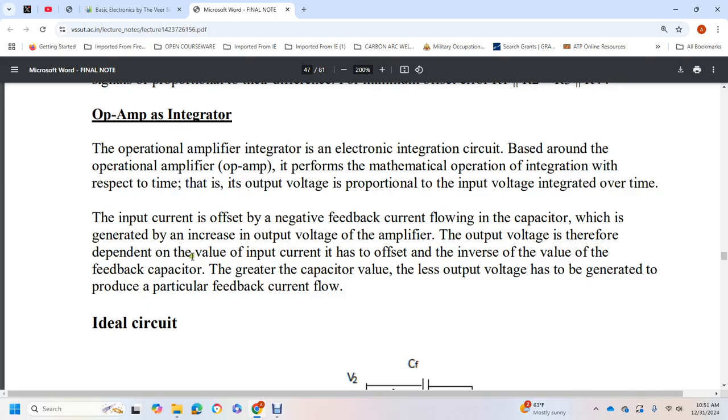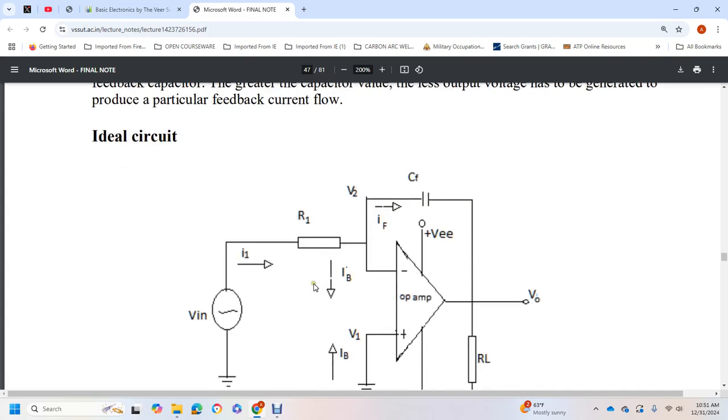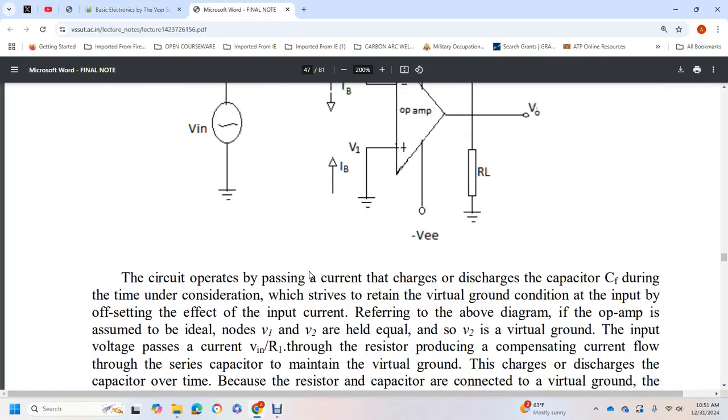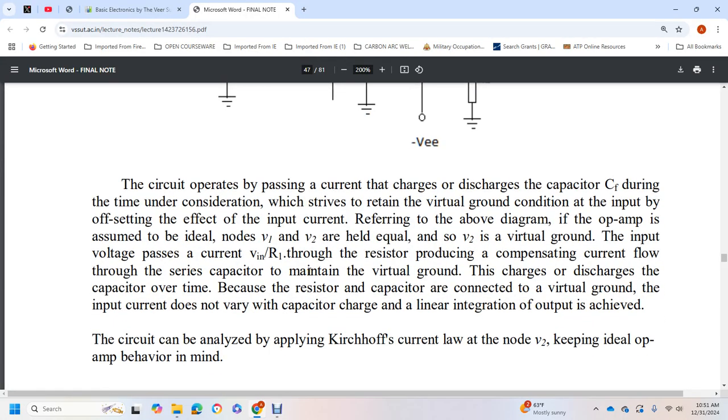The output voltage therefore depends on the input current, which is offset by the inverse value of the feedback capacitor. The greater the capacitor value, the less output voltage has to be generated to produce a particular feedback current level. This shows an ideal circuit. The circuit operates by charging and discharging the capacitor over time, maintaining the virtual ground condition at the input with the offsetting effect of the input current.